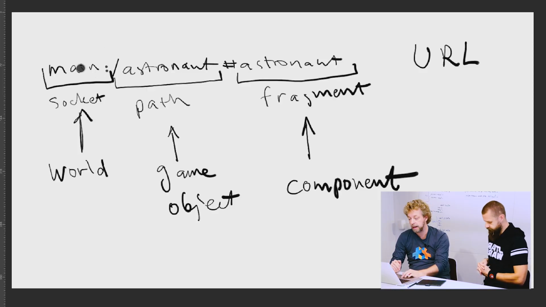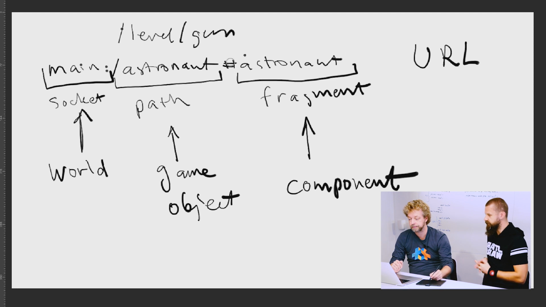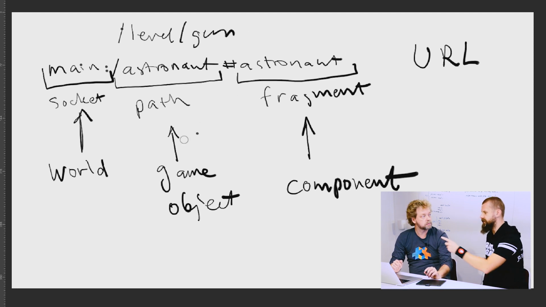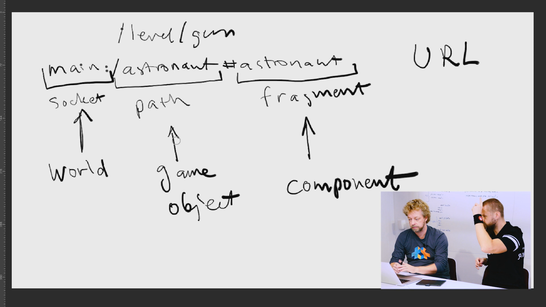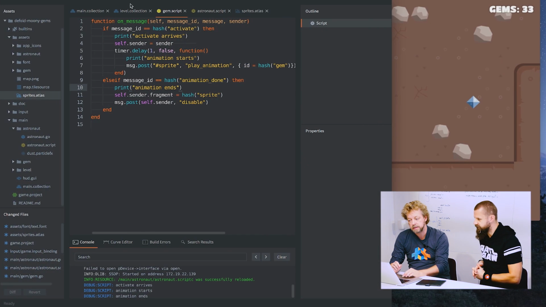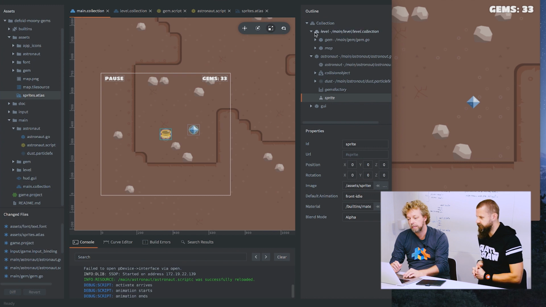They have the socket, which is the game world. You have the path, which is the full name. In the astronaut case, it's /astronaut. In the gem case, it's /level/gem. And then you have the fragment part, which is the component. Let's remind people why it's level gem, because astronaut is in the root collection and gem is in the level collection, right? Exactly. So it's just a name.